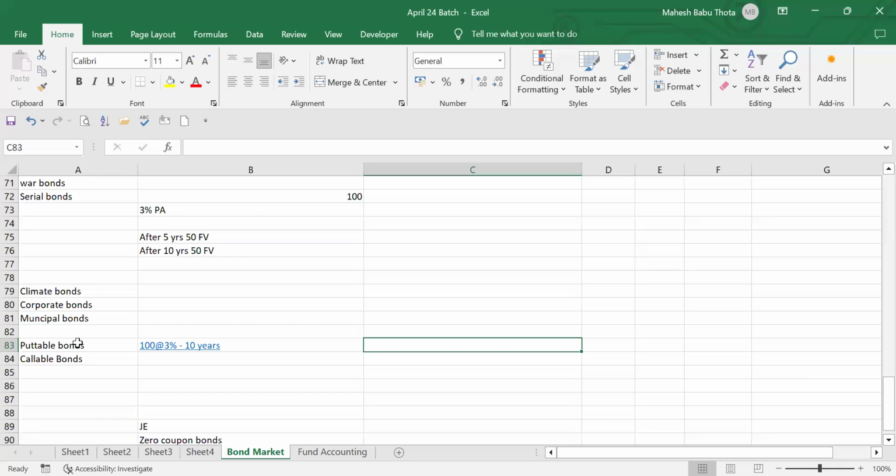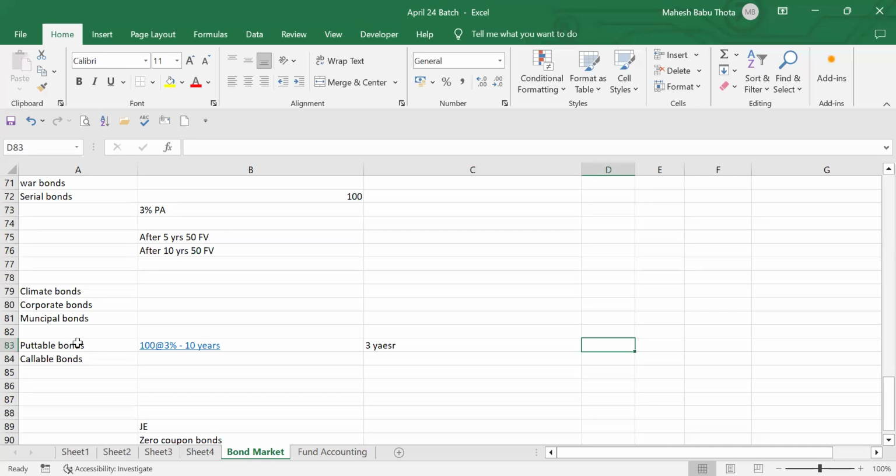Are you getting the point? Even before the maturity date, I can surrender my bond to the company itself. The company issued a 100 rupees bond and is paying interest. After 3 years, I don't want this bond, I need my cash back. So I can surrender my bond to the company and demand 100 rupees back. That is called a puttable bond.